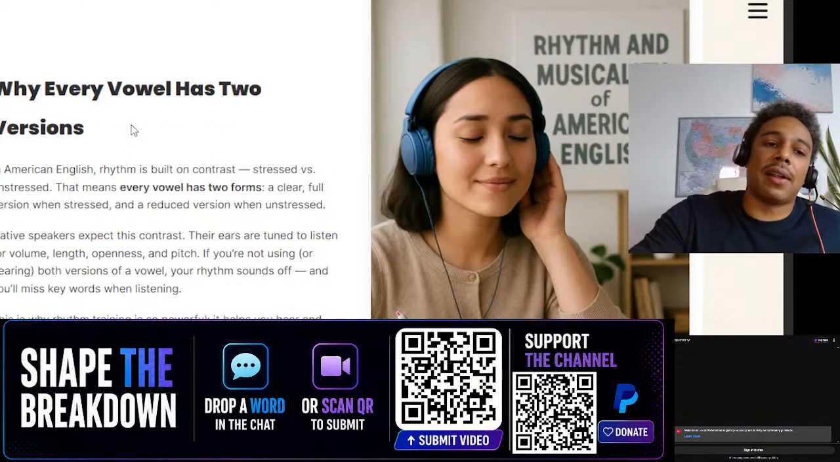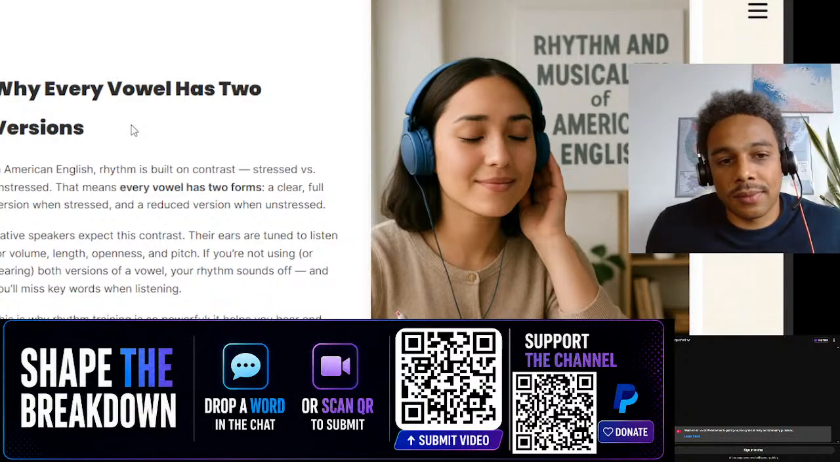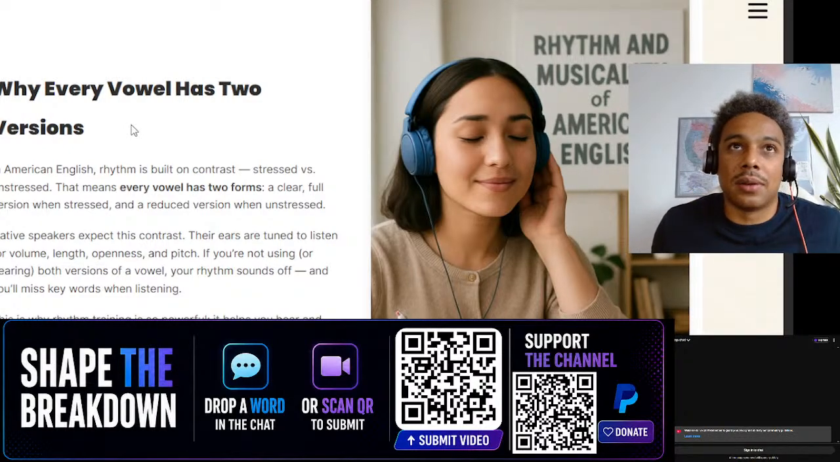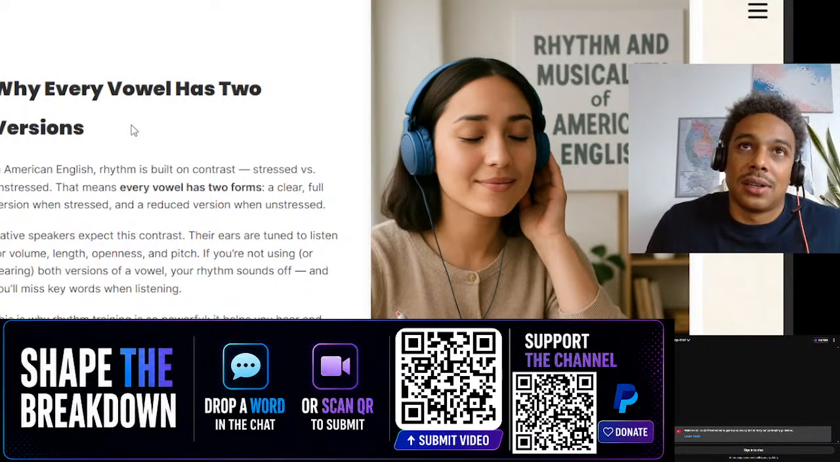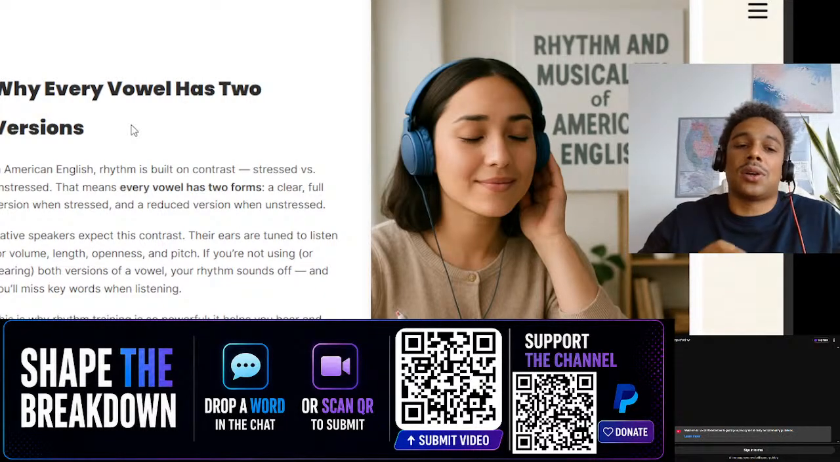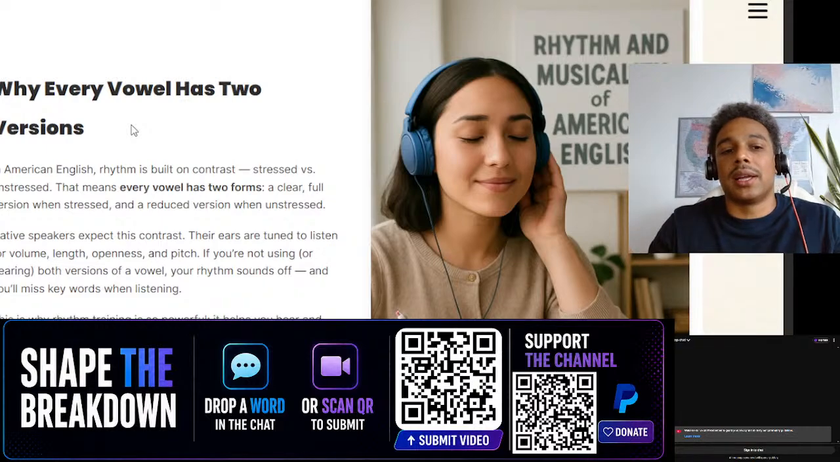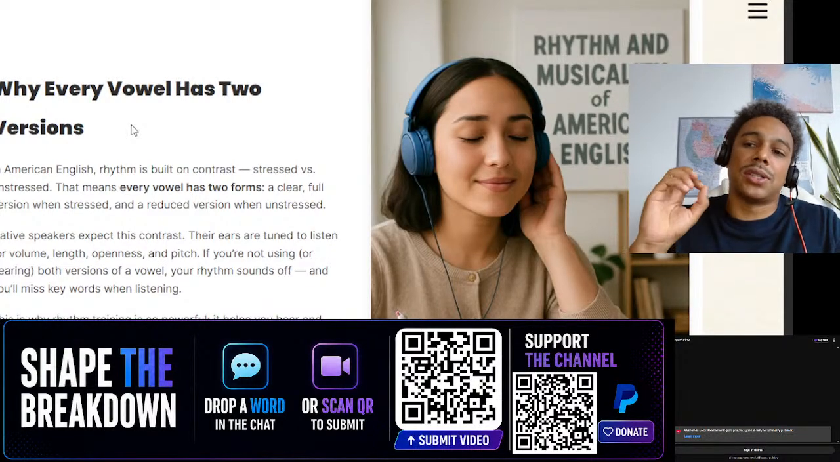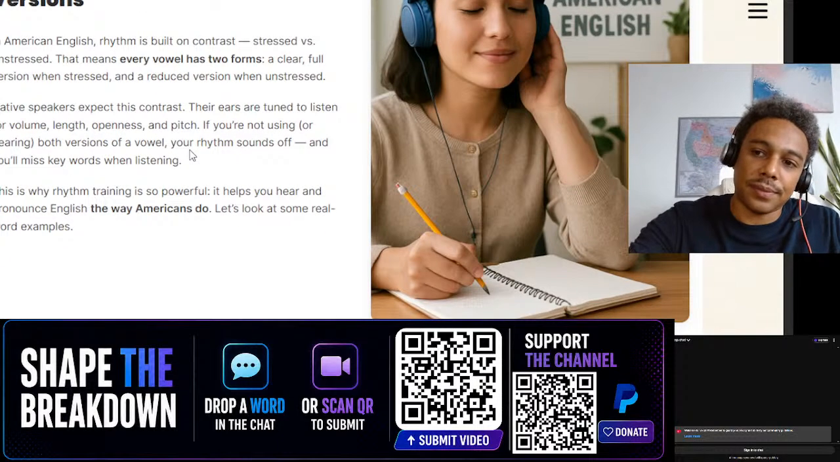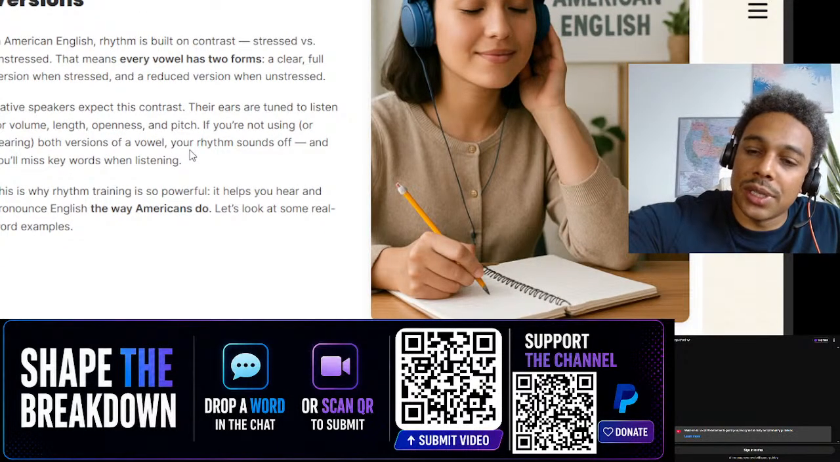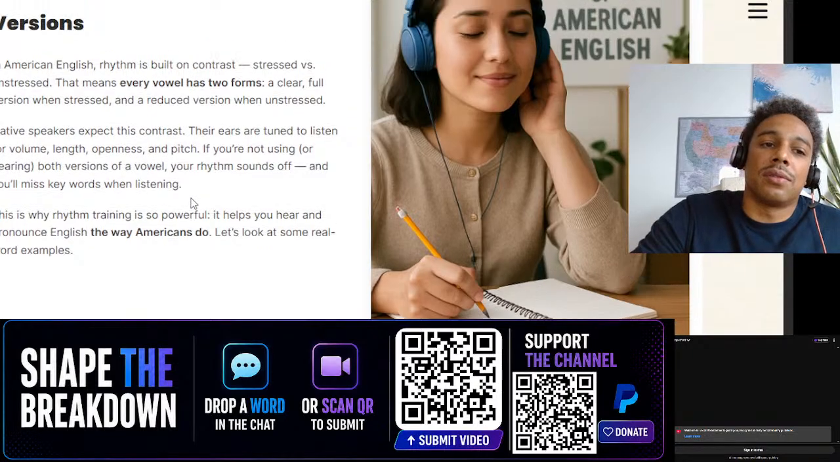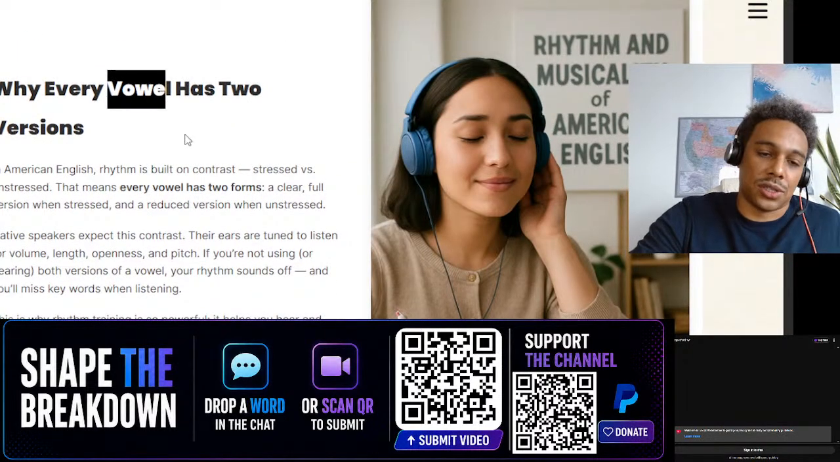Like I mentioned, every vowel has two versions. The whole idea of the way that we listen to the language is that we want it to be so obvious when a syllable is stressed and unstressed. We want it to be so obvious that there's no doubt about it, and we can easily identify which parts of the message are the most important. So let's take a look at some examples where we have vowels in both versions, the stressed and unstressed version.